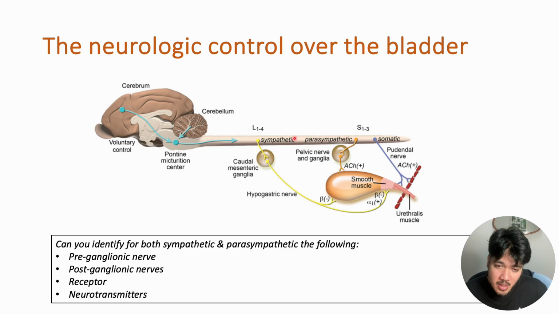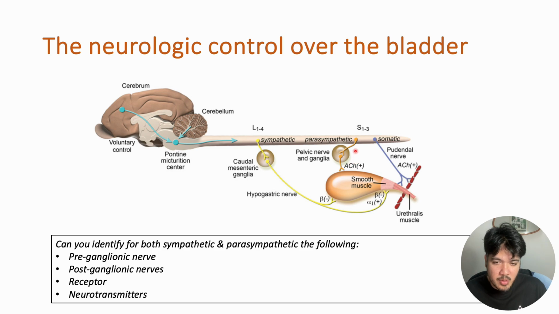Now, for the sympathetic division, can you identify the preganglionic fiber? That's right over here. And you see that the preganglionic fiber then synapses at the level of the ganglion, which is called the caudal mesenteric ganglion here, before the postganglionic fiber comes out to synapse onto different regions, which are your target organs. In the case of the bladder, the target organs from your sympathetic division are your bladder wall and your internal urethral sphincter. So this pink region here is smooth muscle.